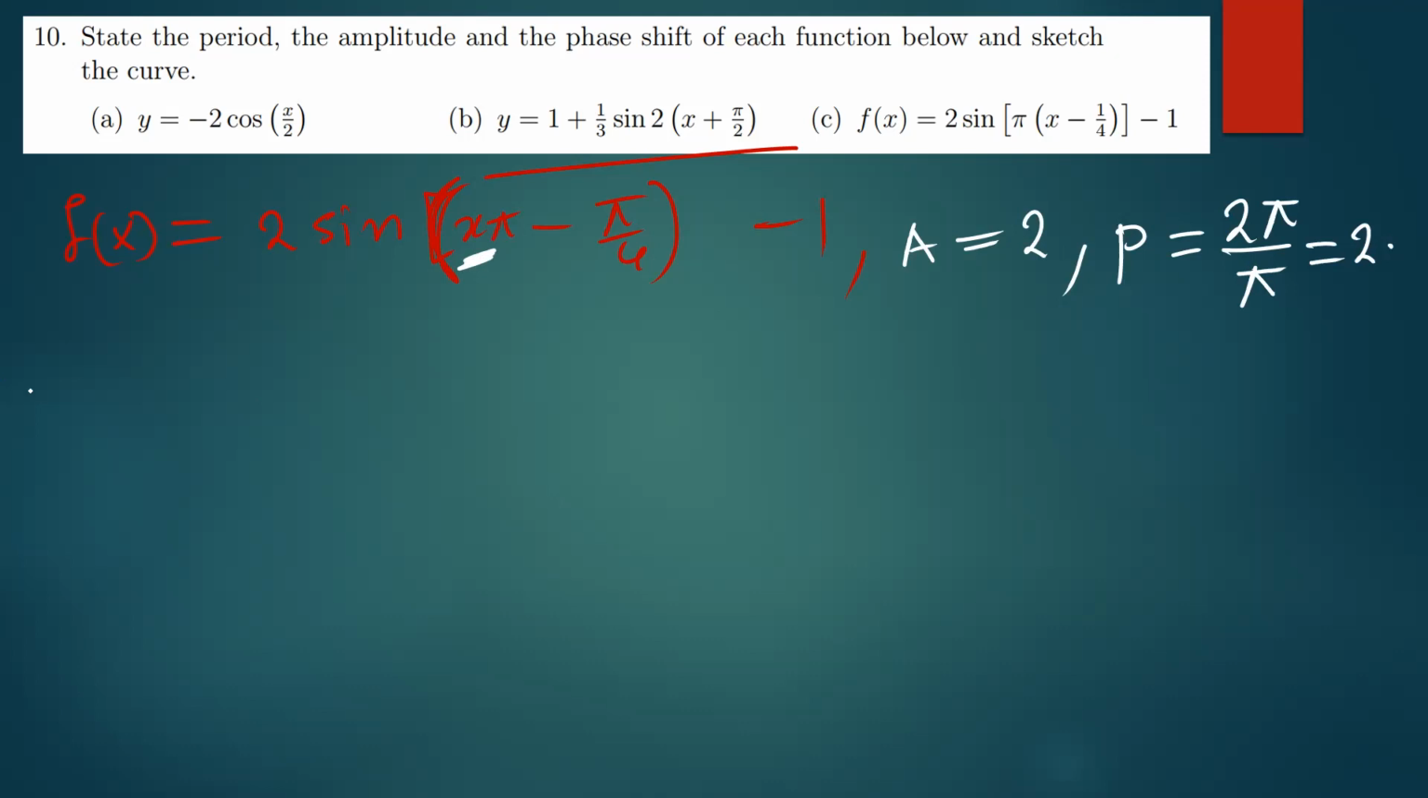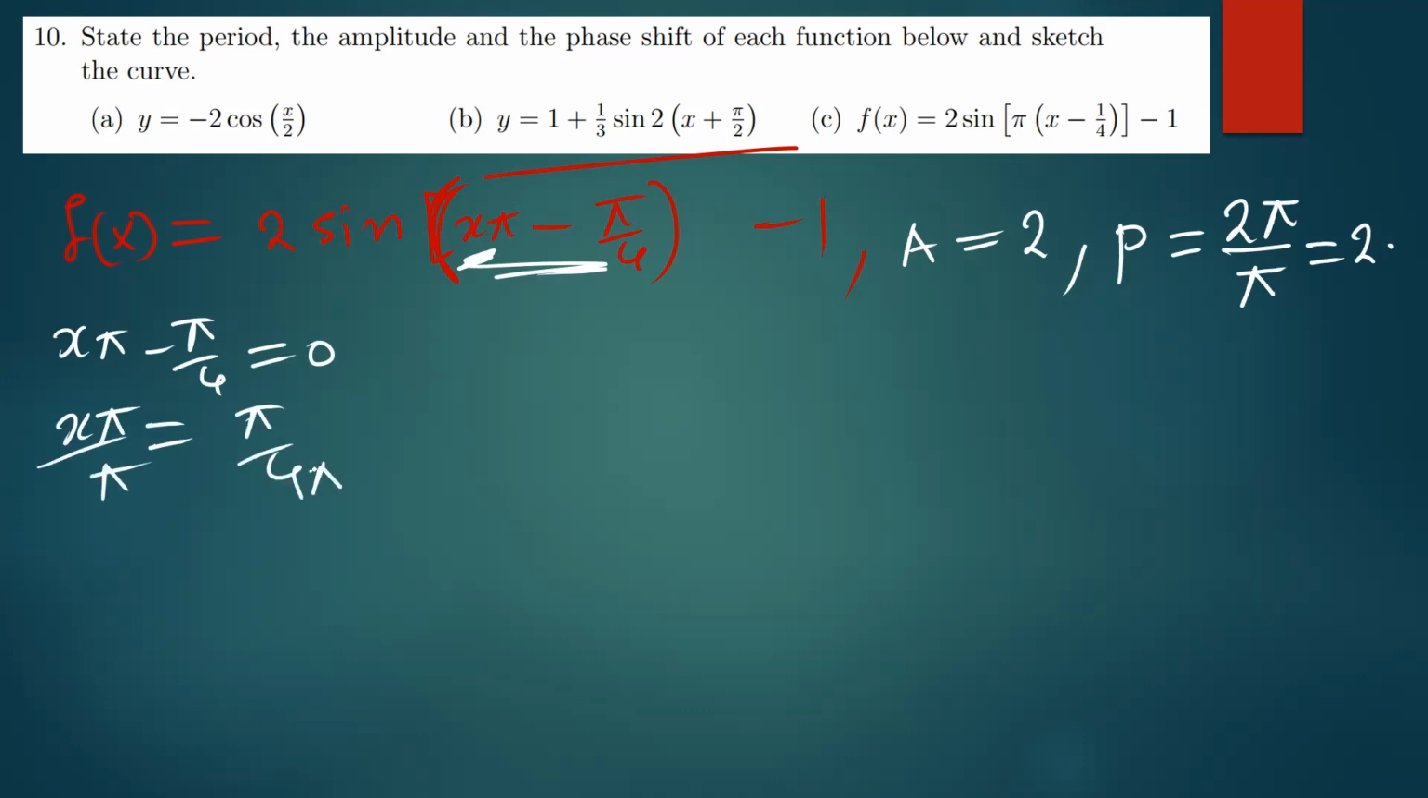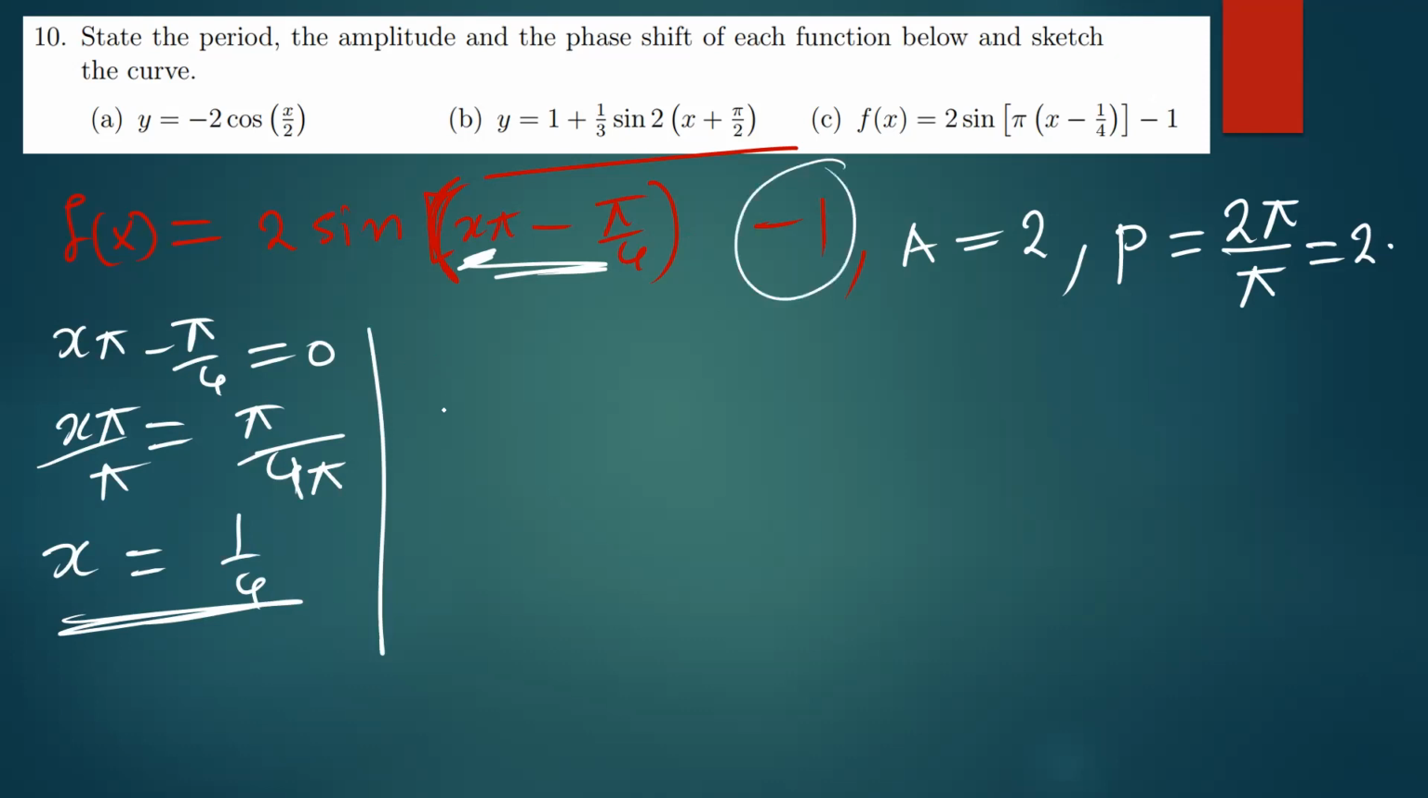And then the shifts. So we start with the first shift. You equate what is in the brackets to 0. So we have x pi minus pi over 4 equal to 0. Then when you take this to the other side of the equal sign, you have x pi is equal to pi over 4. When you divide by pi, you get the value of x as 1 over 4. This is the shift. And then the vertical shift, simply get what you have here. So the vertical shift is y is equal to -1.